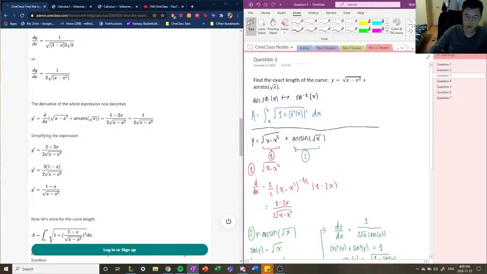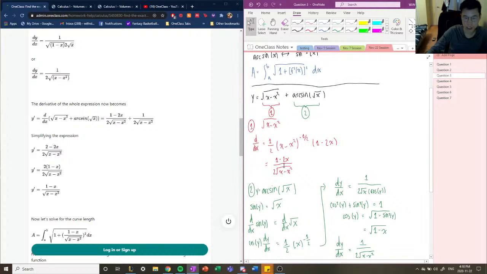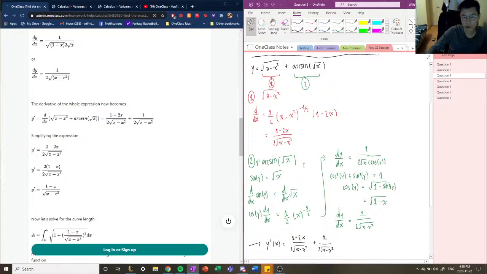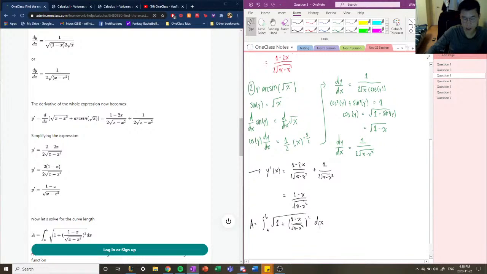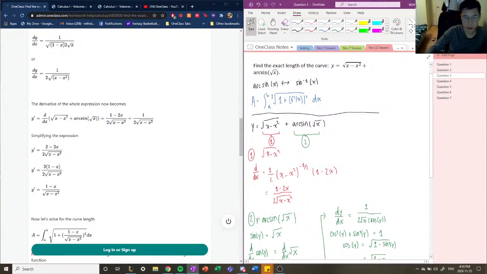So what we did was we found the derivative of this original function by splitting it into two parts. You don't really need to split it into two parts, but I did it for clarification purposes. And I found the derivative of both. I added it back together, simplified it, okay? But we're missing one thing. We're missing the bounds for this curve, okay?